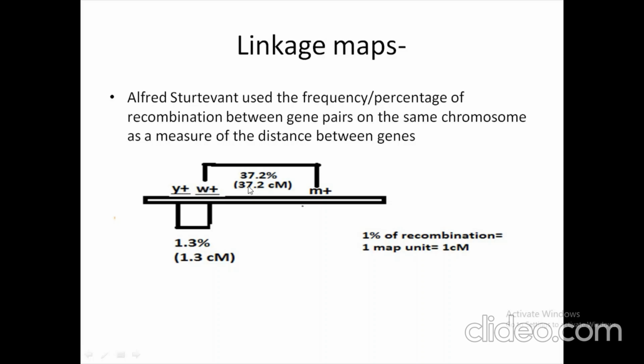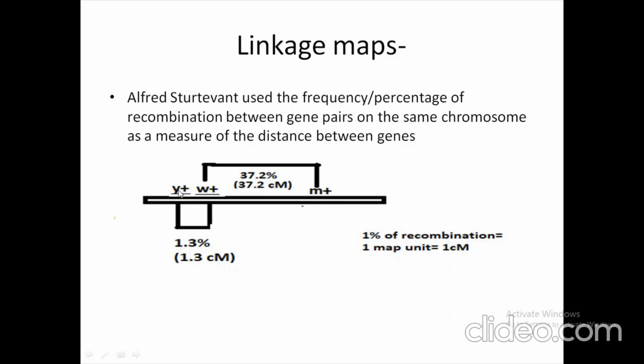The percentage of recombination between W plus and M plus genes in the second experiment is 37.2%. Compared to this, their percentage of recombination is higher. Hence their distance is more, that is, they are loosely linked. So Y plus and W plus are tightly linked, whereas W plus and M plus are loosely linked.